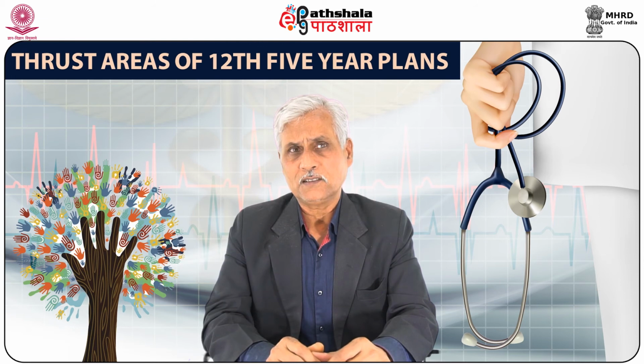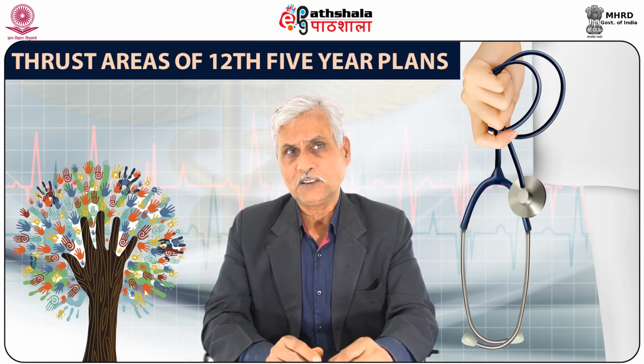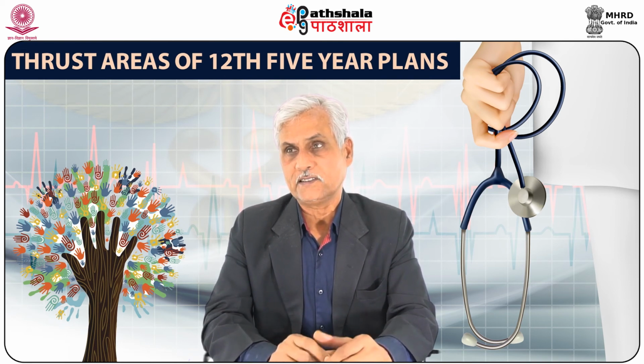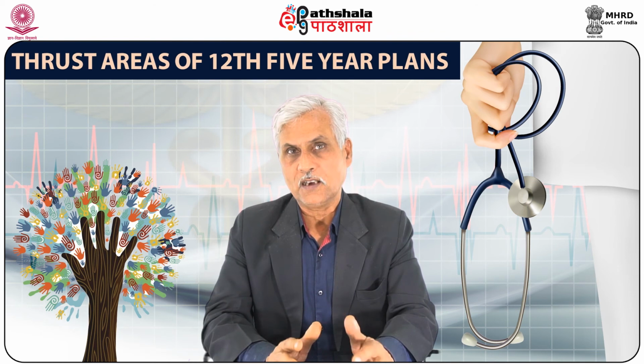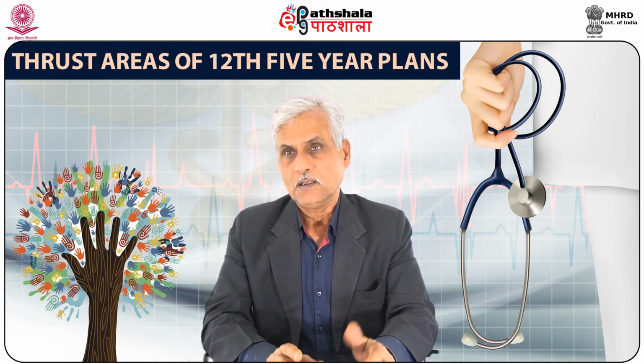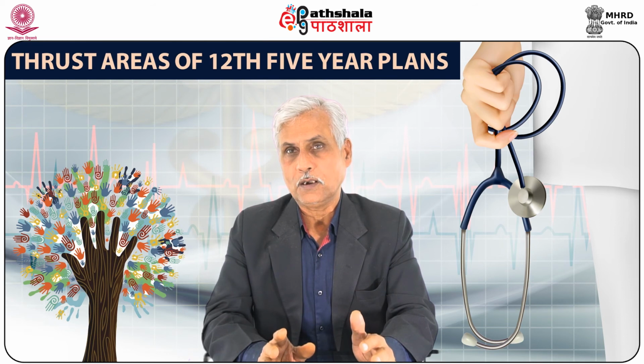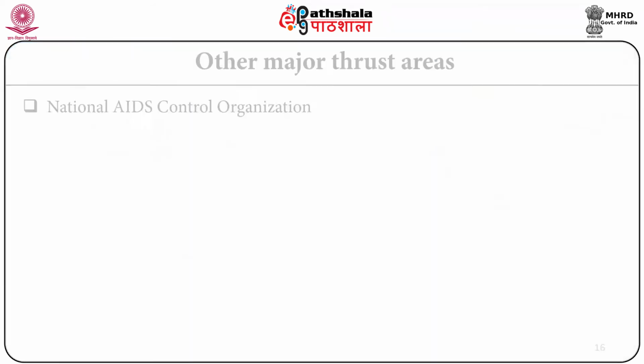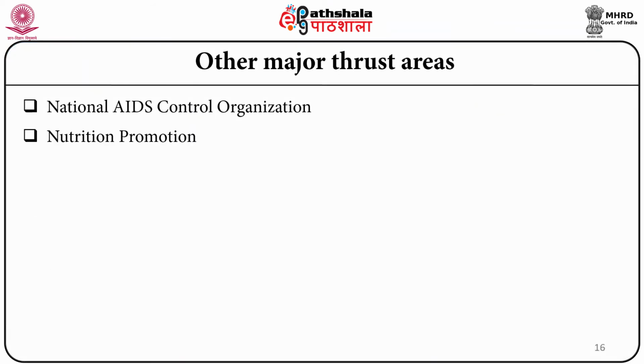Other major thrust areas: the National AIDS Control Program has received a lot of attention in the past and is given due priority for two distinct reasons. One, it affects the young and productive population of the country. Second, the linkages of AIDS with tuberculosis. So in this program, particularly at the ART Center, provision of antiretroviral drugs along with linking with the anti-tubercular drugs is important.